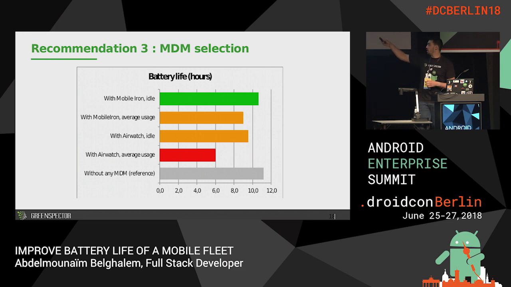But what we can notice is that without any MDM, the battery life is twice as long as with AirWatch. So maybe AirWatch is not the good call here. If you really want to use an MDM on a cell phone, maybe you should check how all the MDMs that you can choose behave on your cell phone, and then make the right call. If you really need the MDM, then take the one which consumes the least, and try to see if you really need one, of course, because without the MDM will always be the best choice in terms of energy consumption.